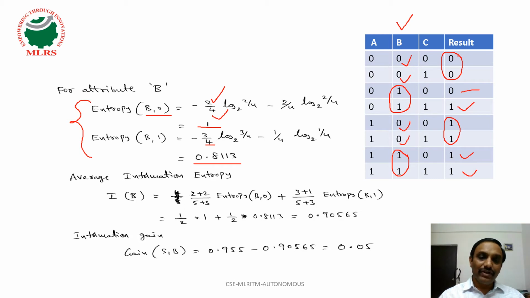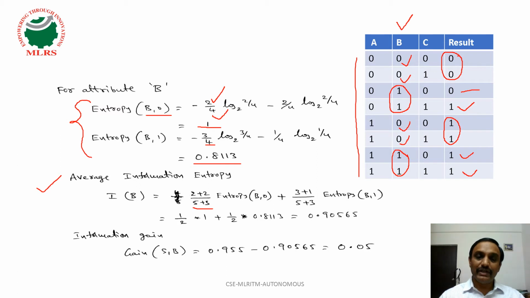0.8113. After that we have to take the average information entropy, that is I of B. So for the positive case, how many positive are there? 2 plus 2, and in the total table, how many are there? 8 examples are there. So entropy B comma 0, it is 1 plus, and for this, 3 plus 1 divided by 5 plus 3, entropy B comma 1.